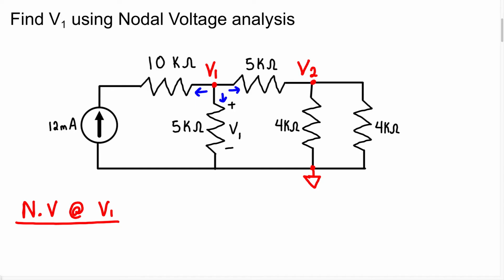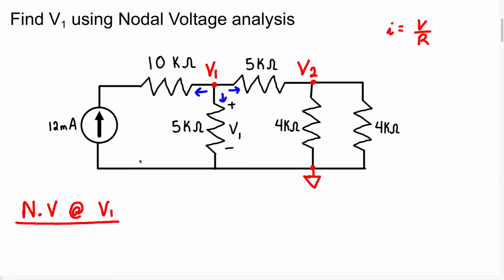And remember, if you do not know the current in that particular branch, you're always going to write the current as a relationship using Ohm's law, which is going to be voltage over resistance. So remember, current equals voltage over resistance. Okay, so let's look at this. We're going to start with this branch here.